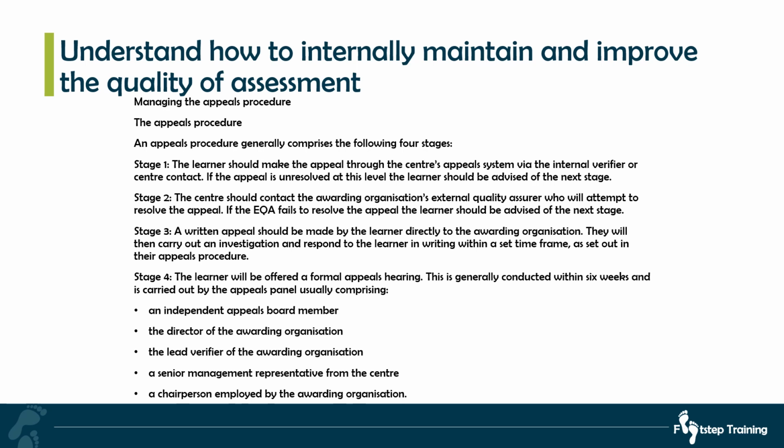This is generally conducted within 6 weeks and is carried out by the appeals panel, usually comprising of an independent appeals board member, the director of the awarding organisation, the lead internal quality assurer for the awarding organisation, a senior management representative from the centre or training provider, and a chairperson employed by the awarding organisation. It's important to note at this stage it generally reaches that stage of appeal. Most training providers are able to talk to the learners through before even getting to that awarding organisation procedure.